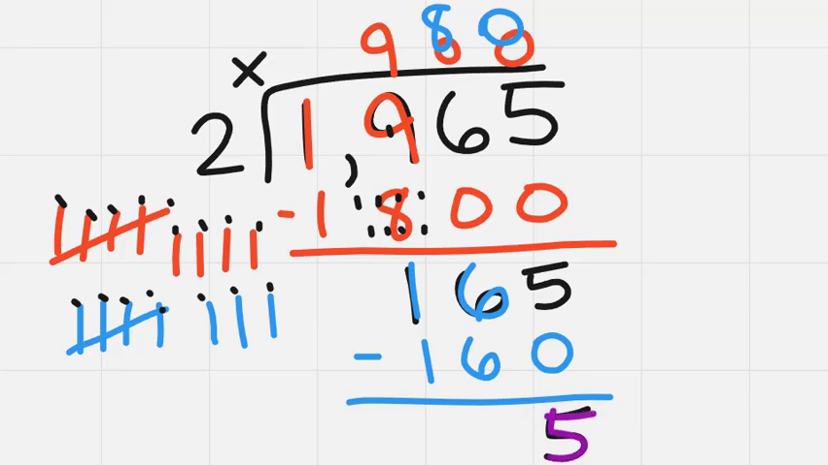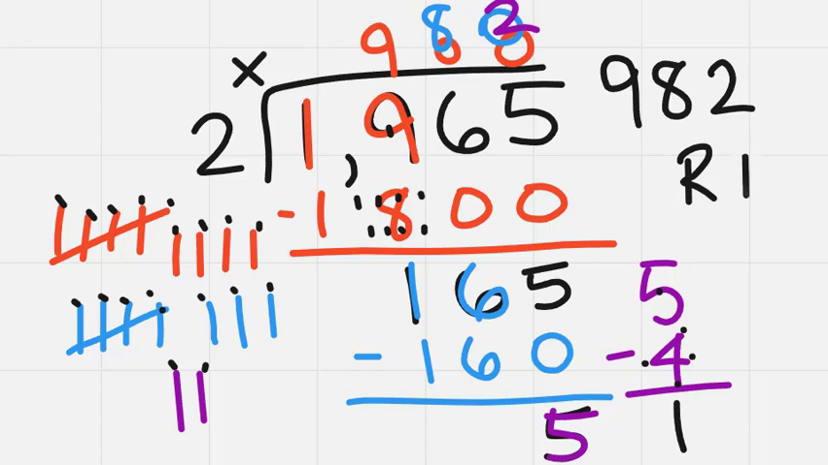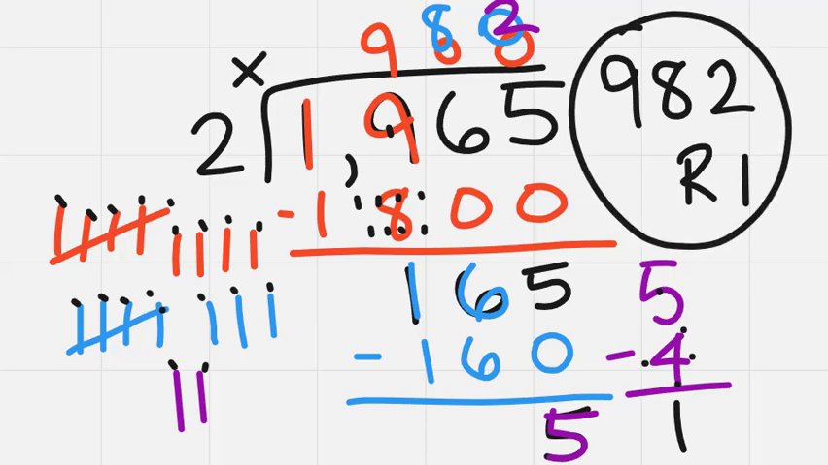We're going to divide again, counting by 2 to get as close as we can to 5 without going over. 2, 4, 6. 6 is too high, so we stop at 4. Then we count 1, 2. We'll put 2 straight up above the 5, and then we'll multiply and subtract. We'll put the 5 down. 2 times 2 is 4, so we'll subtract 5 minus 4. 5, 4, 3, 2, 1. Our answer is 982 with a remainder of 1. Well done. Be sure to check your work.